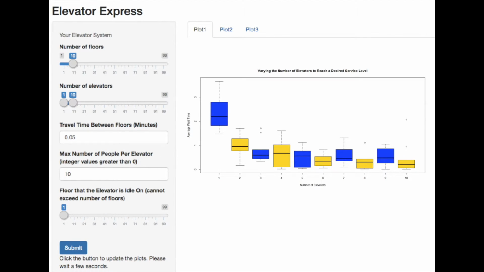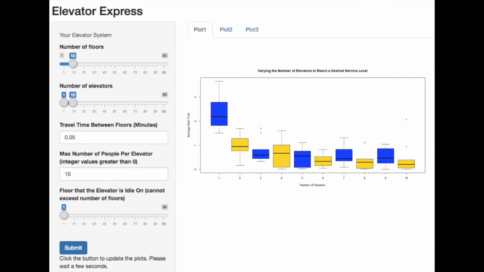Wow, look at that graph. Okay, now let's look at the output. On the x-axis, we have whatever variable we wanted to test. In this case, it's the number of elevators. On the y-axis, we have the average wait time as shown by the vertical box and whisker plots, which were generated from the average wait time of each experiment.